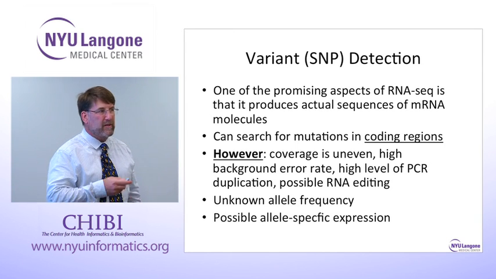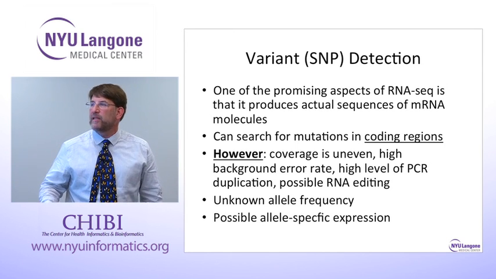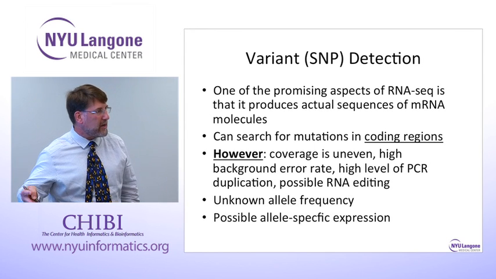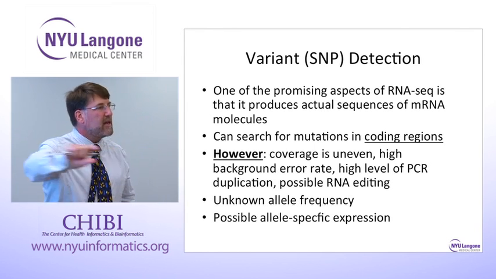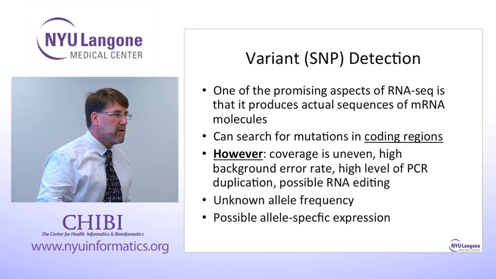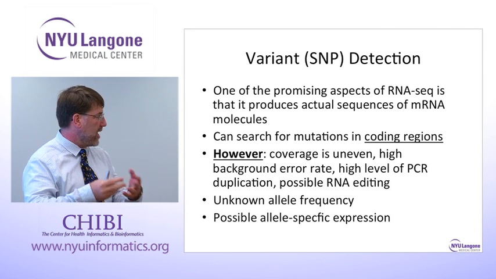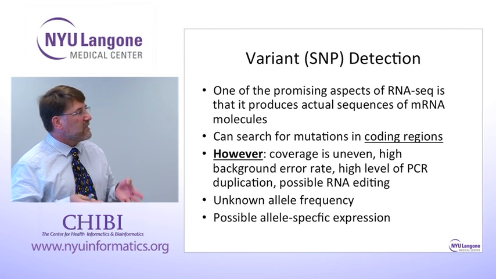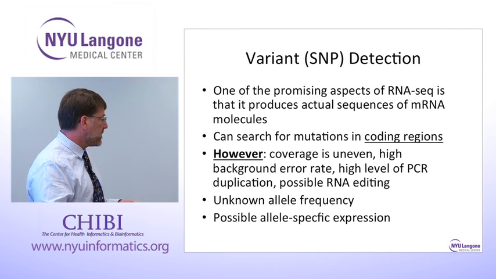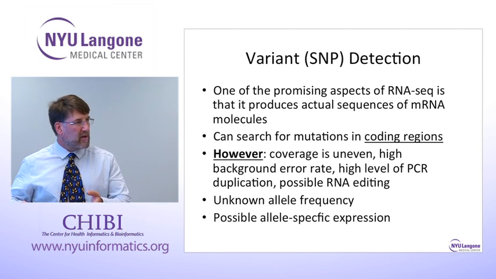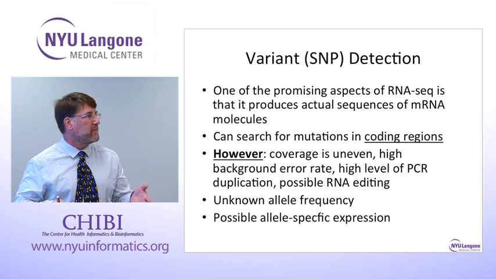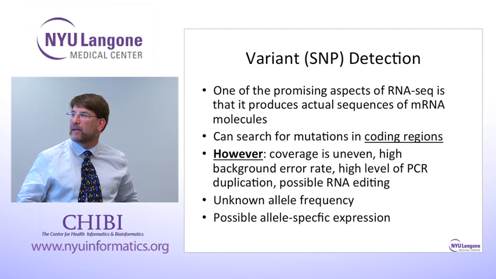However, there's a big however here. The coverage is uneven. If you think about gene expression, obviously different genes are expressed at different levels. You're not going to get a nice even coverage the way you would with a whole genome sequence or an exome-based sequencing. So it's harder to detect SNPs in genes that are expressed at lower levels, obviously. Also, the coverage across transcripts isn't perfect. We often see 3' bias.